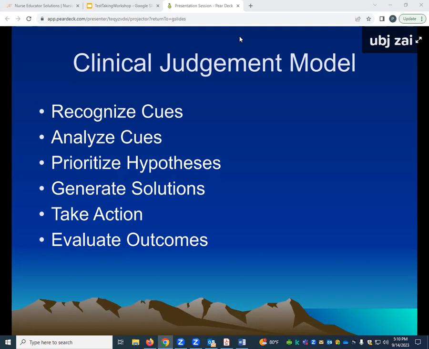And then generate solutions. What needs to change with this patient? What kinds of things are you going to anticipate that you need to do to turn that patient back in the direction where you need them to be? And then take action. What are you going to do about the problem? And finally, which is the last step of the nursing process, evaluate your outcomes. Did it work? Do I need to change my plan of care? What can I do going forward?